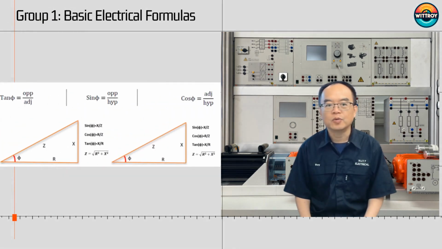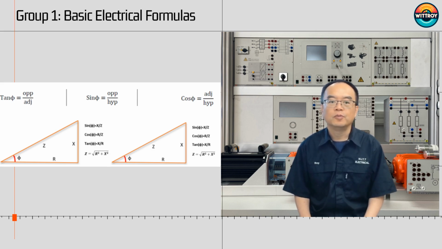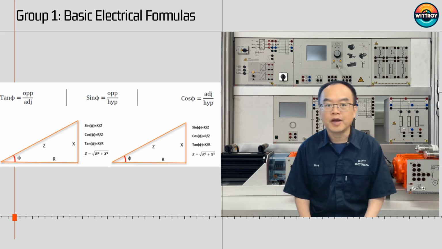First, let's look at the formulas themselves. The formula for tangent is tan phi equals opposite over adjacent. The formula for sine is sin phi equals opposite over hypotenuse. The formula for cosine is cos phi equals adjacent over hypotenuse. Now let's look at how we apply these trigonometric formulas in electrical theory, focusing on 2 important right triangles, the power triangle and the impedance triangle.